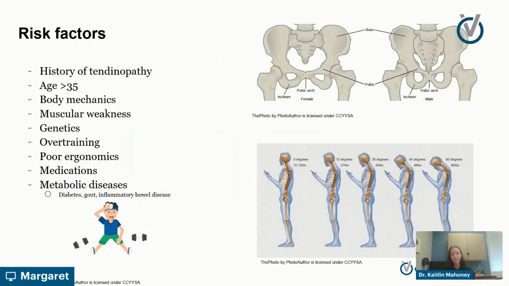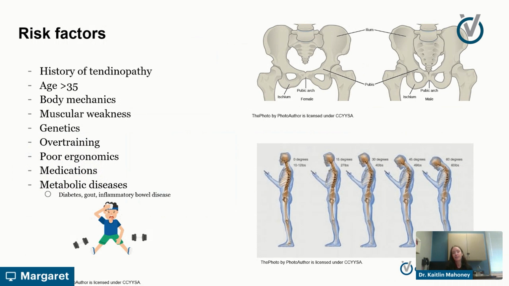So there are a lot of risk factors. Some of them are vague. Having a history of tendon dysfunction or tendinopathy puts you at risk for further tendon issues, which unfortunately there's not much you can control there. Age over 35, which is pretty young for most conditions that we see.